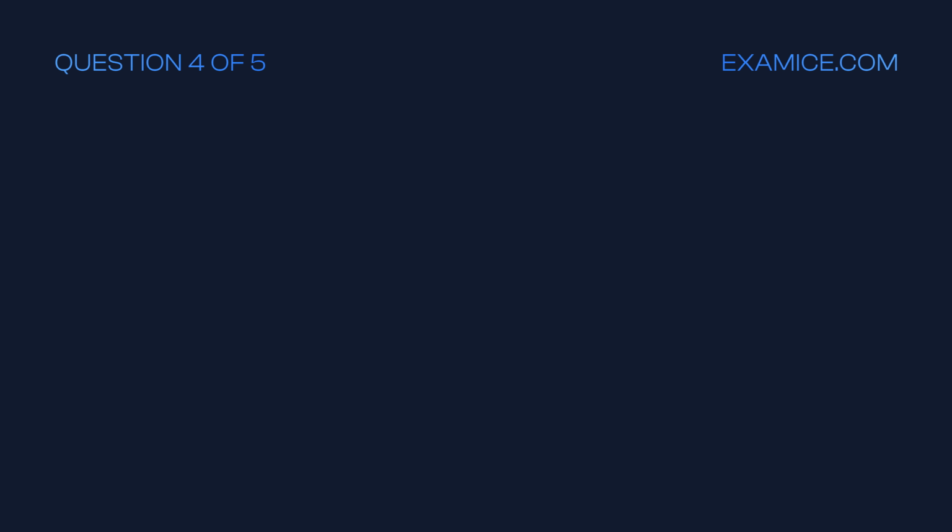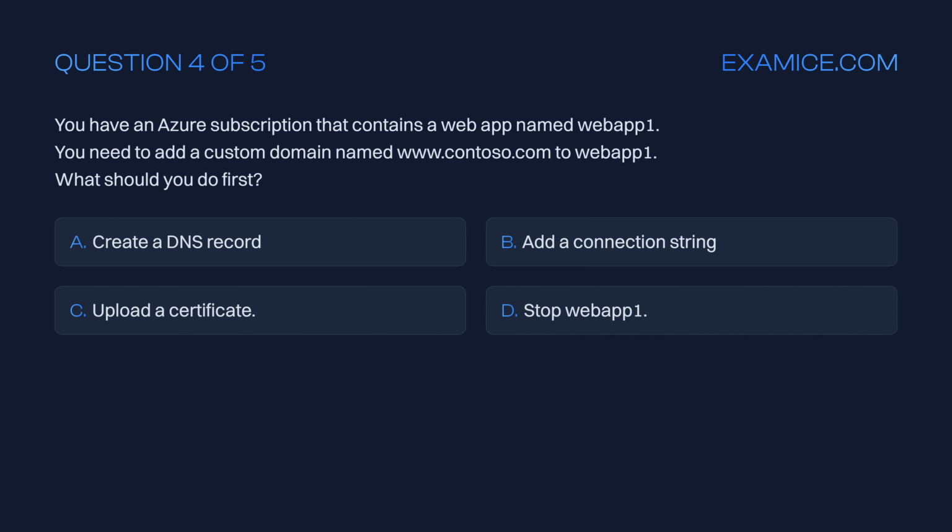Question 4. You have an Azure subscription that contains a web app named WebApp1. You need to add a custom domain named www.contoso.com to WebApp1. What should you do first?